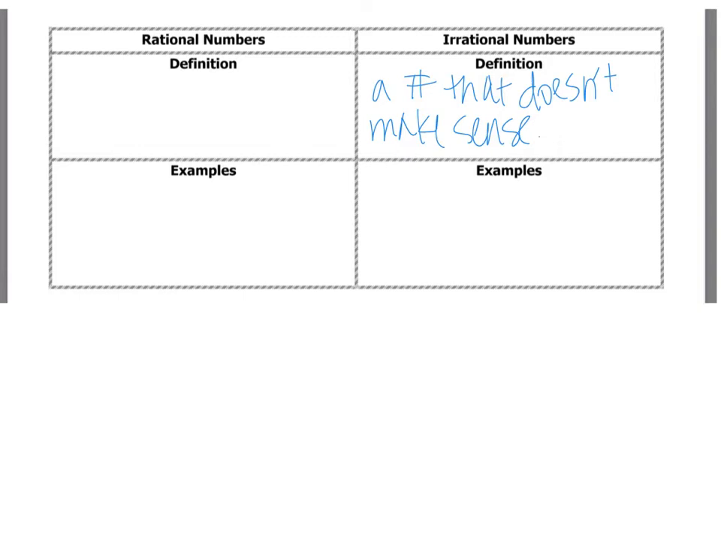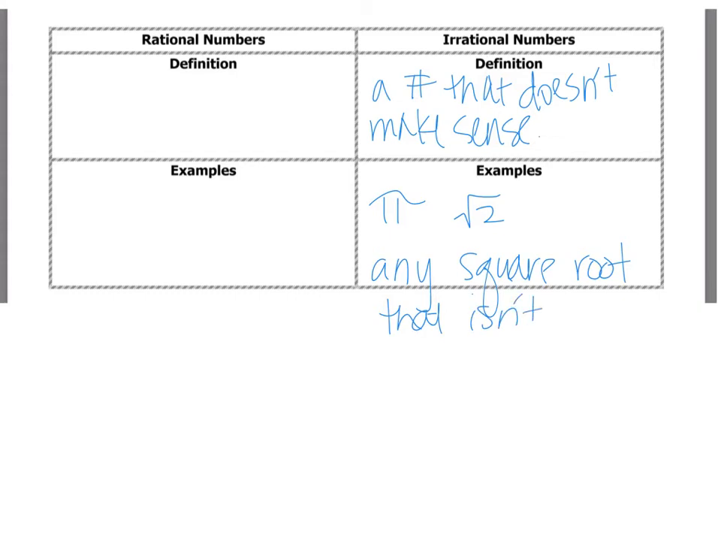So an example of an irrational number would be pi. Pi is a number that just keeps going and going and going. There is no pattern. It just doesn't make sense. The square root of 2 is an example of an irrational number because I can't find a number that multiplies by itself to equal 2. So any square root that isn't perfect. Remember that a perfect square root would be like the square root of 36, because 6 times 6 is 36.